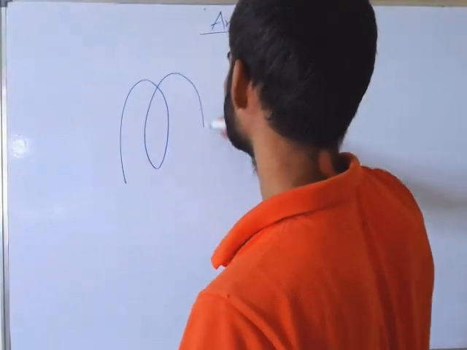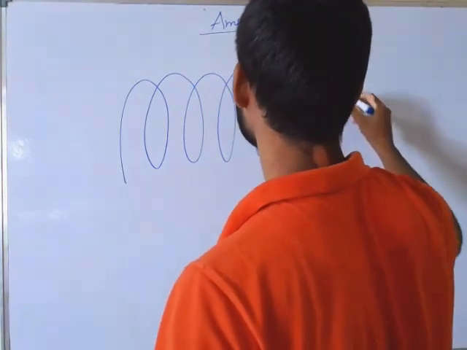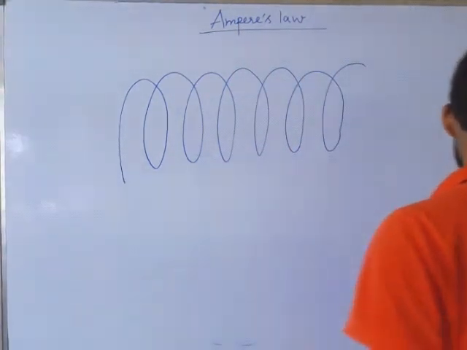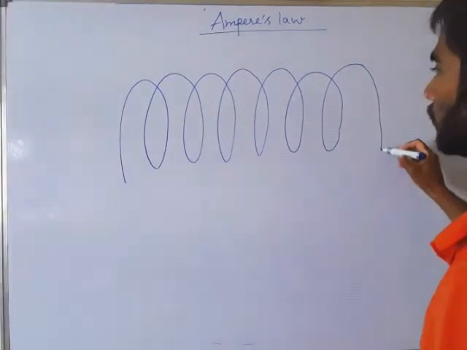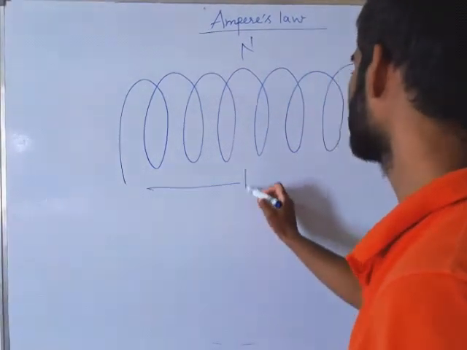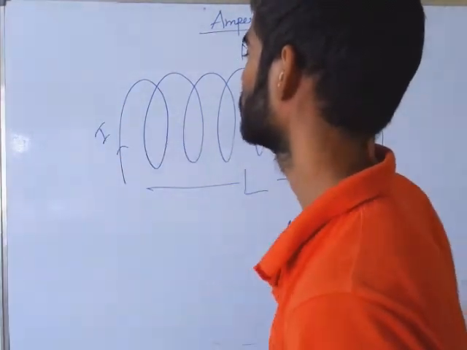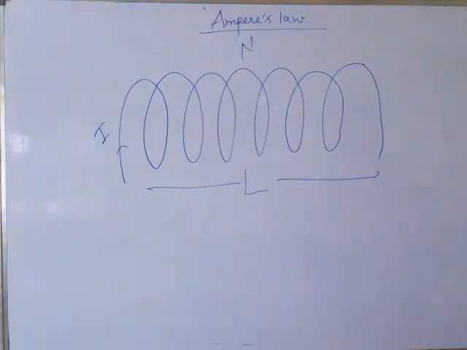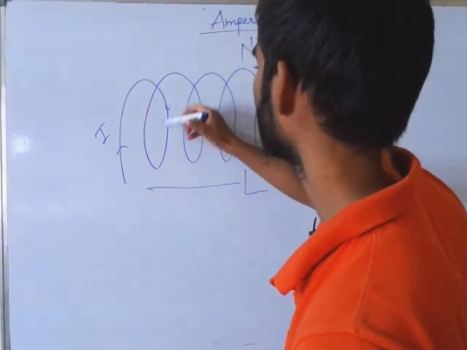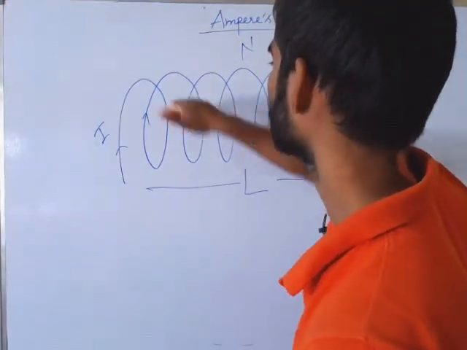1 ring, 2 rings, 3 rings, 4 rings, 5 rings, 6 rings, okay. Or let's say it has N number of turns, and the length of the solenoid is L, and the current is in this direction. Now can you tell me the direction of the magnetic field? The current went like this, and went like this, and like this, okay.